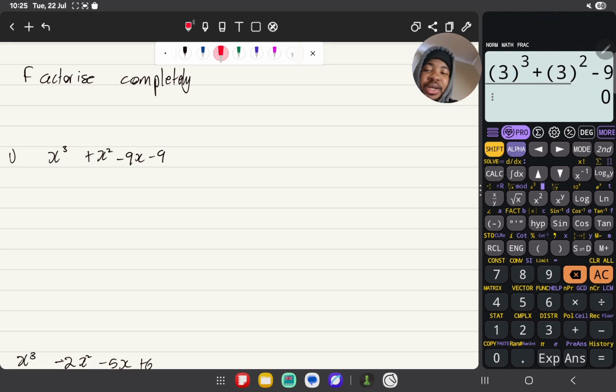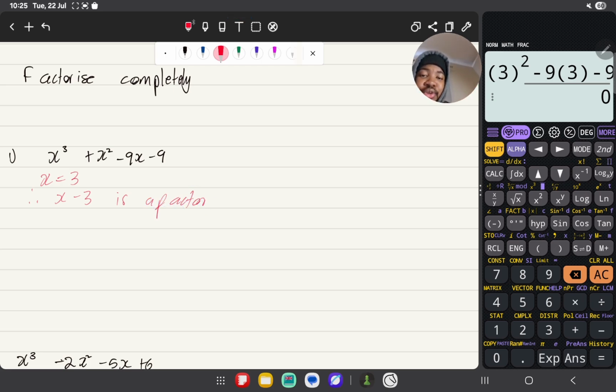Cool. So 3 works, right? 3 to the power of 3 plus 3 minus 3. Yeah, 3 works. So now we have found x equals 3, and therefore x minus 3 is a factor, right? x minus 3 is a factor.